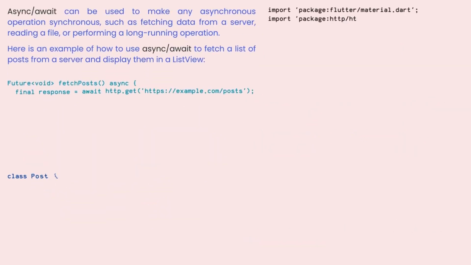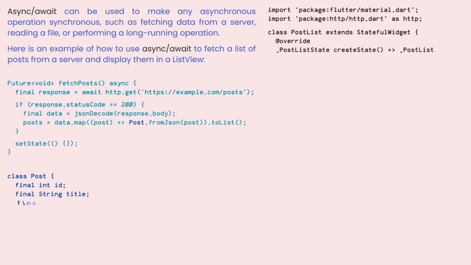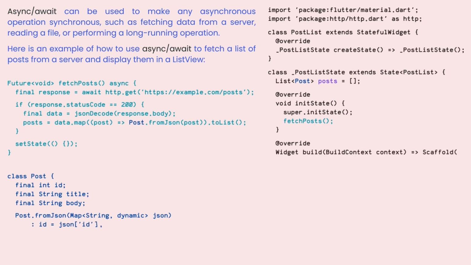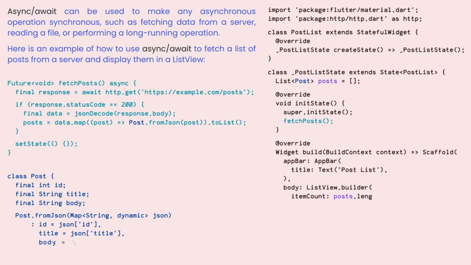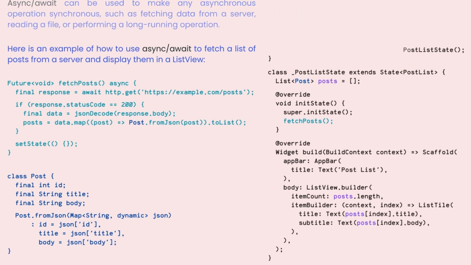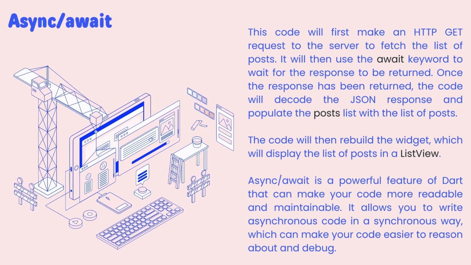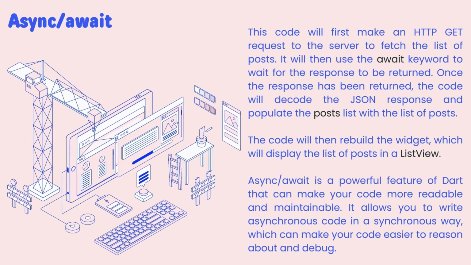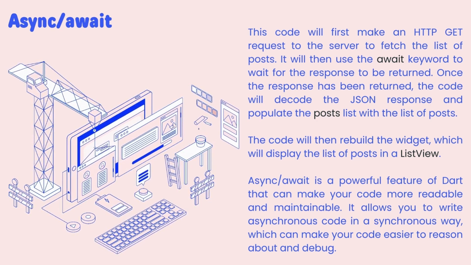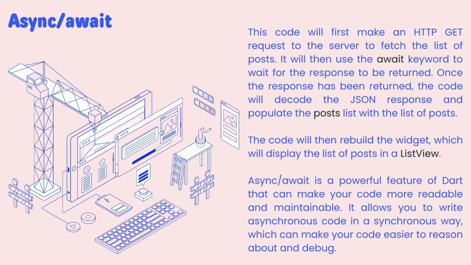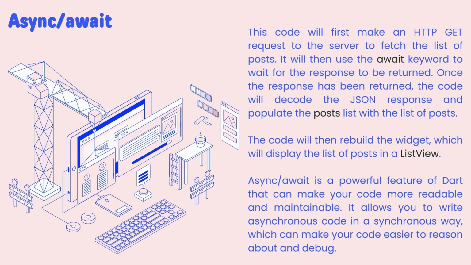Async await can be used to make any asynchronous operation synchronous, such as fetching data from a server, reading a file, or performing a long-running operation. Here is an example of how to use async await to fetch a list of posts from a server and display them in a list view. This code will first make an HTTP GET request to the server to fetch the list of posts. It will then use the await keyword to wait for the response to be returned. Once the response has been returned, the code will decode the JSON response and populate the posts list with the list of posts. The code will then rebuild the widget, which will display the list of posts in a list view.